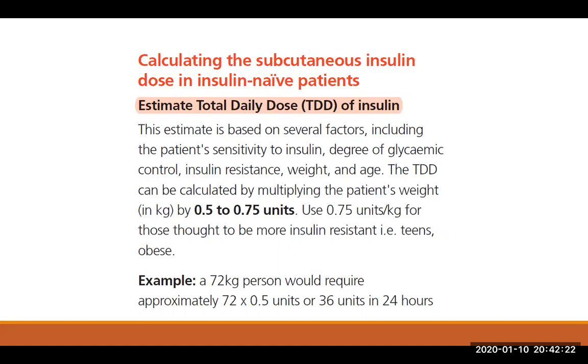How to calculate the total daily dose of insulin for a naive patient? It is calculated according to the weight, 0.5 to 0.75 units per kilogram. For example, if we have a 72 kilogram person, the total daily dose of insulin is 36 units: the weight multiplied by 0.5 units per day. Half of them must be basal insulin, and half divided as prandial insulin, and increase or decrease the basal insulin dose accordingly, with self blood glucose monitoring.